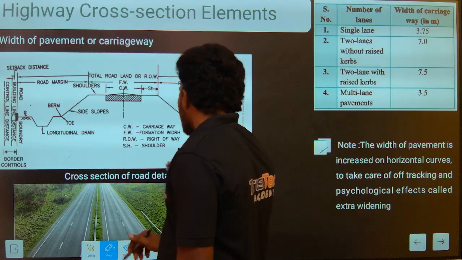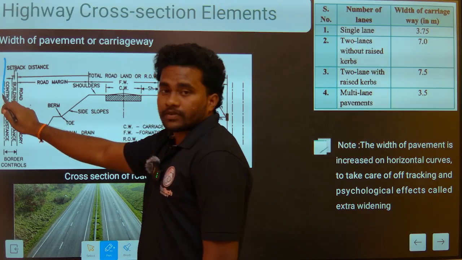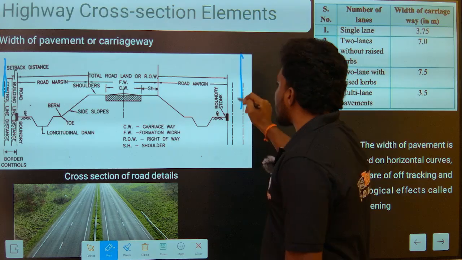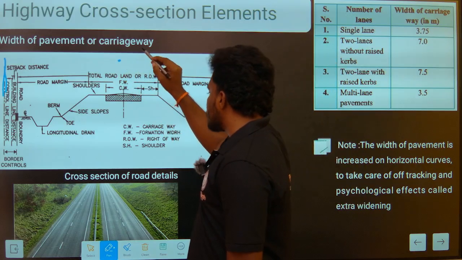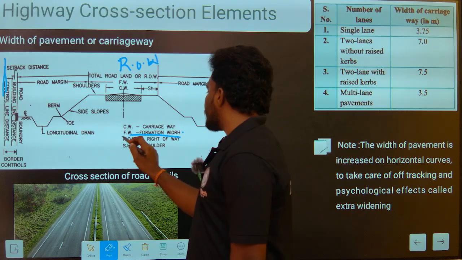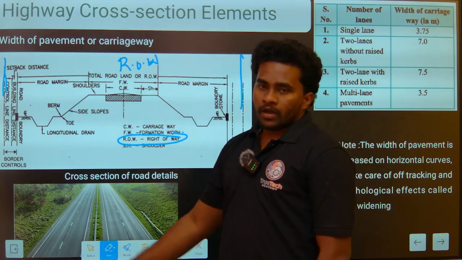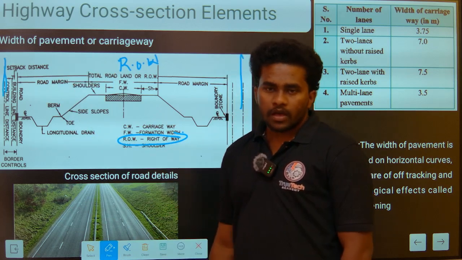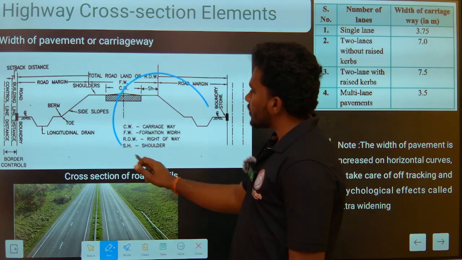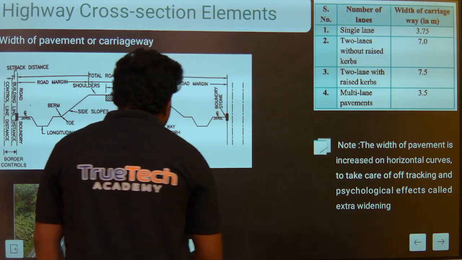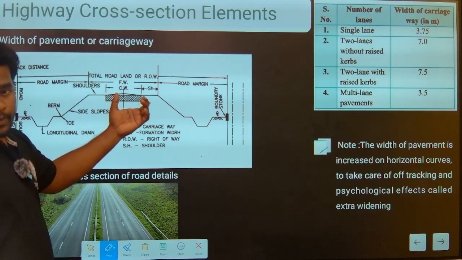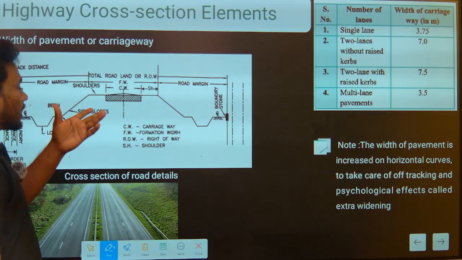And the distance from this control line to this control line, on both sides, is called the right of way. Here this is the right of way. Right of way is the distance between the two control lines, and this is the typical cross section of the road surface. Now you can understand how a typical road surface is, and how we construct a road.